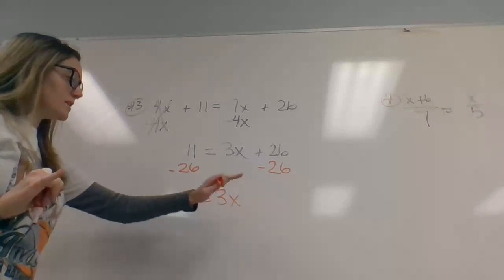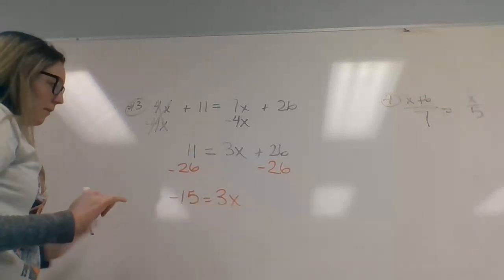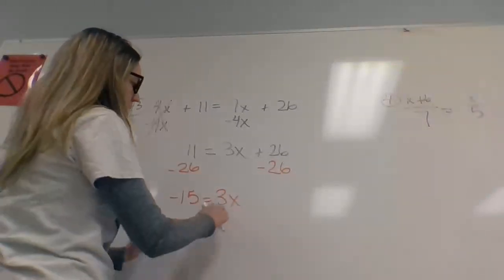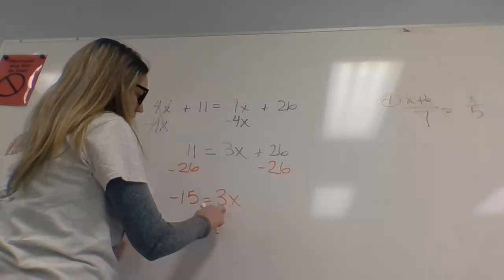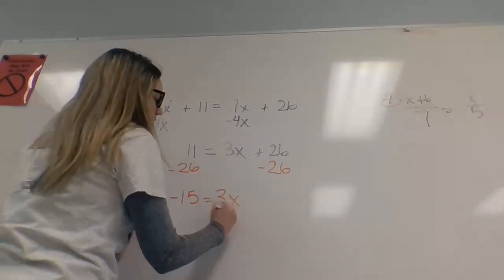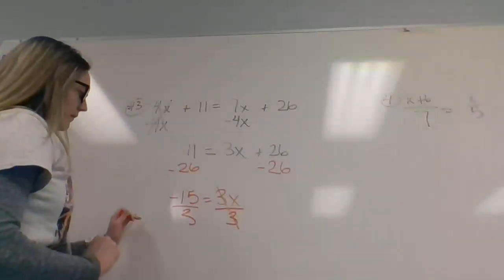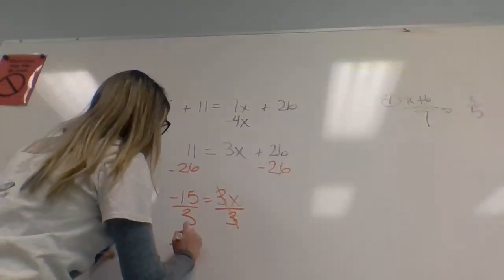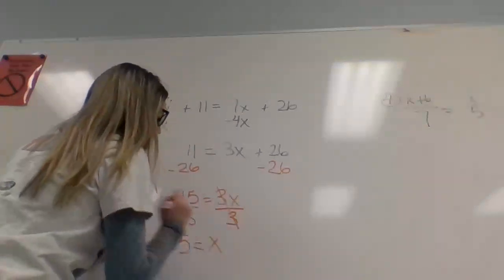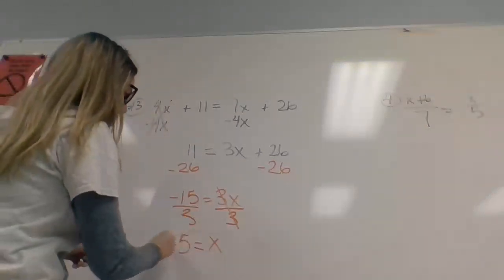I'm not quite done yet because I still need to get x by itself. In order to get x by itself, I need to undo what's going on here. This is saying multiplication, so I need to divide to get rid of it. Negative 15 divided by 3 gives me negative 5, and I'm left with x.